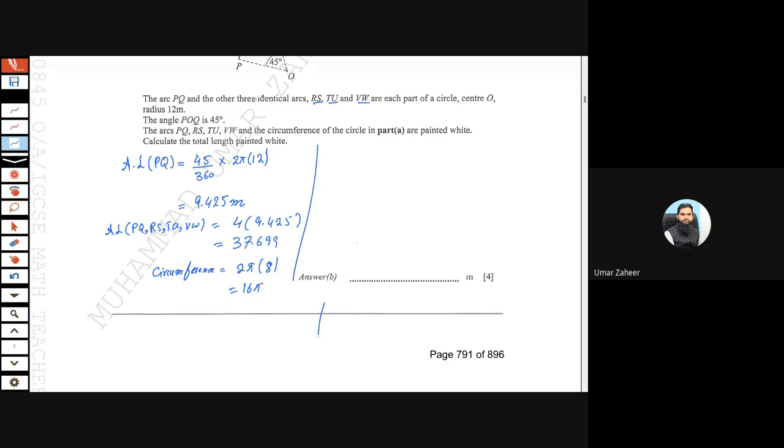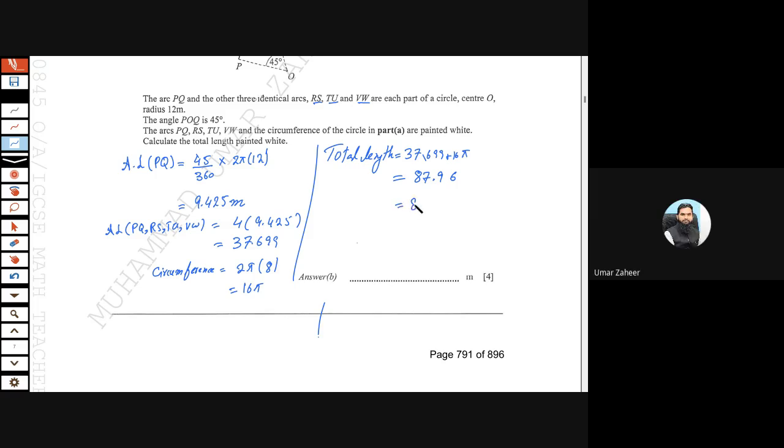So we have to find the total length. So the total length will be equal to 37.699 plus 16 pi. Yes, that will be equal to 87.96.